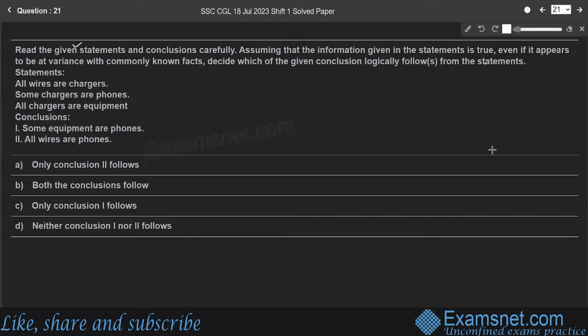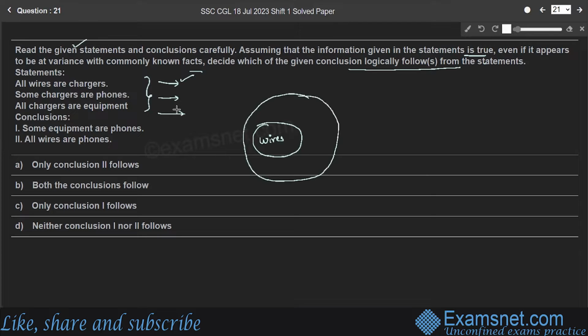Question 21. Read the given statements and conclusions carefully. Assuming the information given in the statements is true, even if it appears to be at variance with commonly known facts, decide which of the given conclusions logically follows from the statements. So students, three statements are given, right? Let us represent these statements in the form of a Venn diagram. All wires are chargers. Consider the set of wires. All wires are chargers, so the set of wires is completely included in the set of chargers.